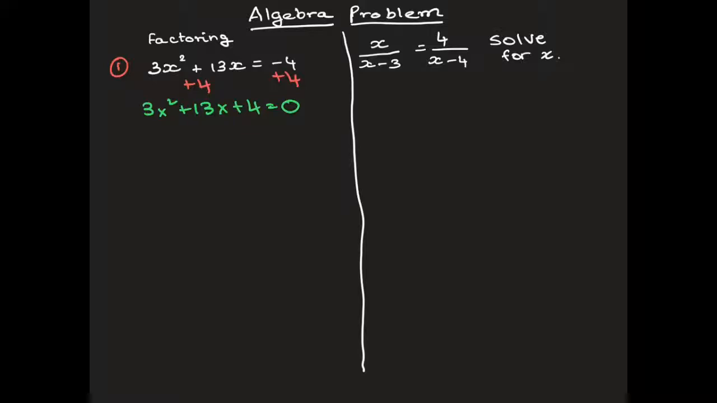Now, when factoring, sometimes you may encounter this, where your a value, which is right here, is greater than 1. When your a value is greater than 1, there's one crucial step that you need to do that differs from when your a value is 1. You have to take this a value and multiply it by your c value. So we'll do 3 times our c value, which is 4. So 3 times 4. And using that, we now know a new equation to help us find our two x values.